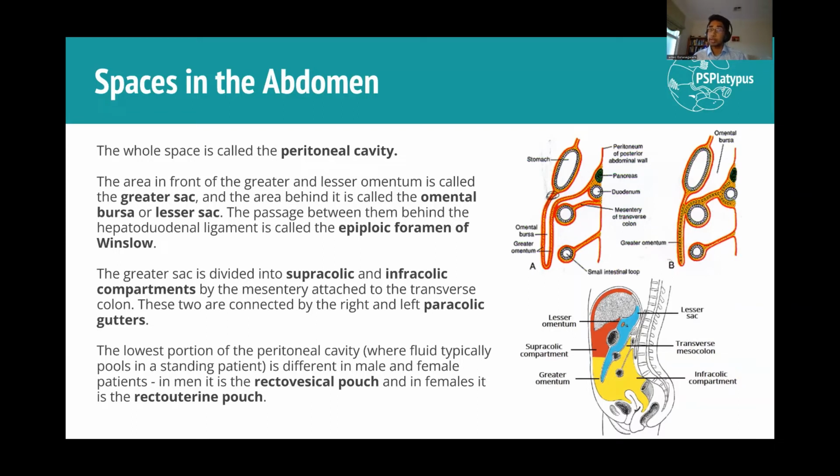That's not super important. What is important is that you have the right and left paracolic gutters, which are lateral, so to the sides of your abdomen, where infection can travel. So that actually does come up in exam questions. So keep in mind where they are and what they connect and why they're important.